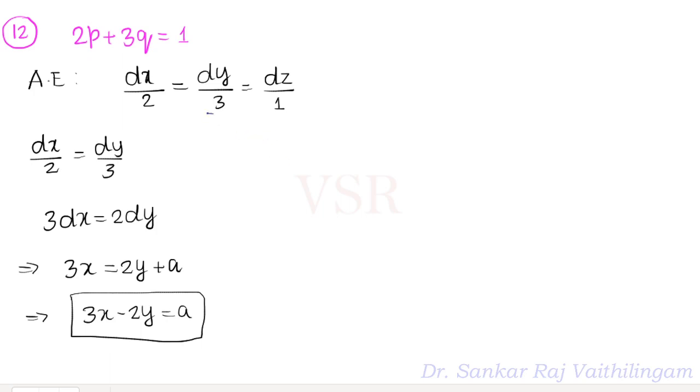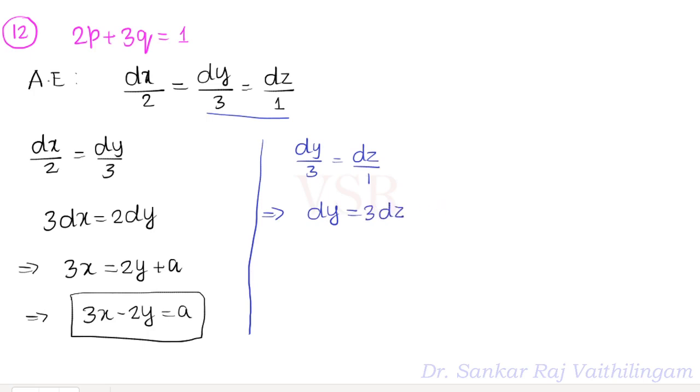In the other part, we'll have dy by 3, which is equal to dz by 1. So this implies that dy is equal to 3dz. So this implies that y is equal to 3z plus b. This implies that y minus 3z is equal to b. So this is my second equation.